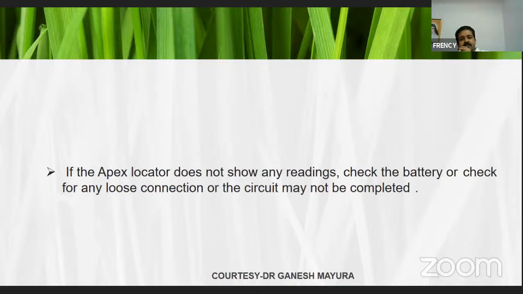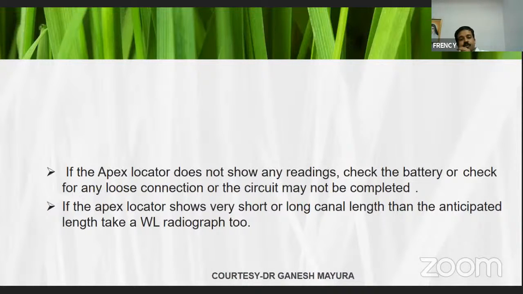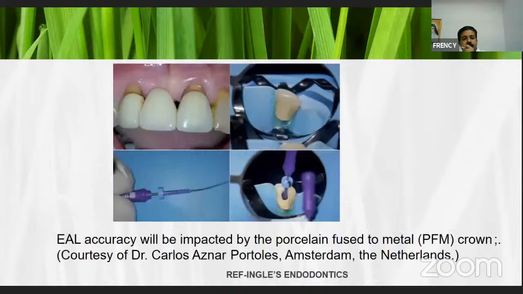If the apex locator does not show any reading, check the battery or check for any loose connection in the circuit. And if the apex locator shows a very short or long root canal length than the anticipated length, take a working length radiograph too. Suppose it is giving a value like 28 millimeter or 27 millimeter in a maxillary molar, you can check it with a radiograph at that step itself. So with the electronic apex locator, you can use these types of sleeves.